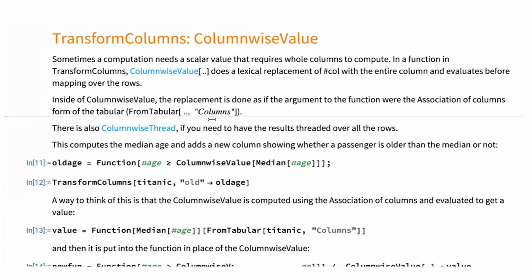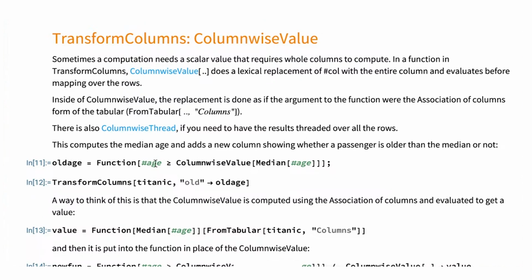Because remember that transform columns maps over the rows. So we want to make sort of an exception to that rule. And there's also a column-wise thread if you need to have the results threaded over all the rows. I don't have any examples of that, but I think if you understand column-wise value, it would be fairly easy to understand. So here's a function. Sometimes it's convenient to define functions that I can repeatedly use, and I'll use this again a bit later in the talk.